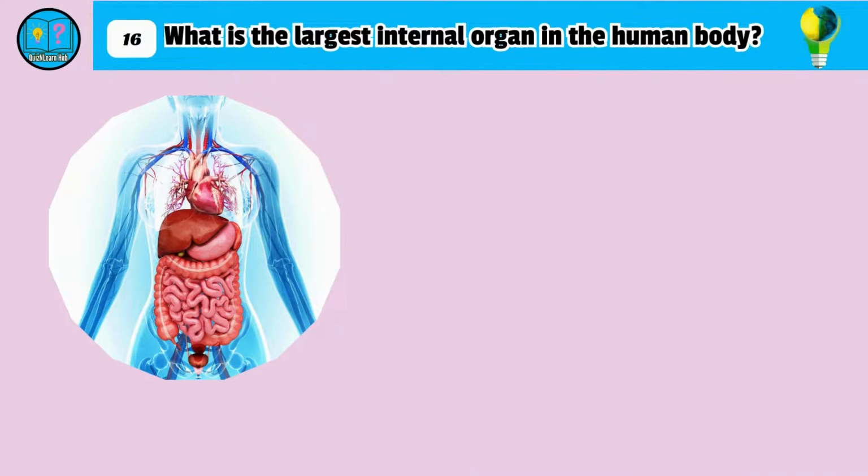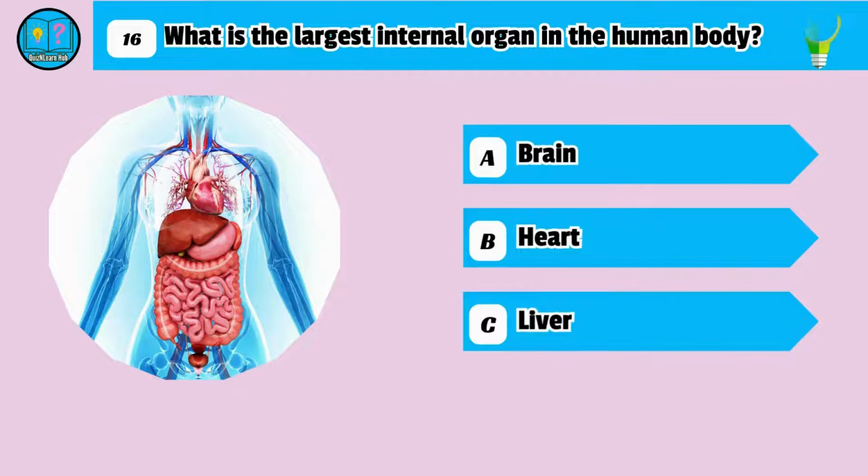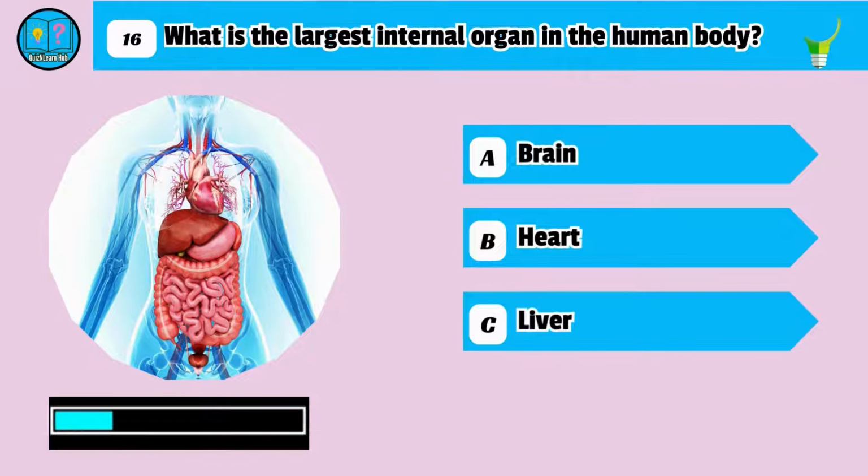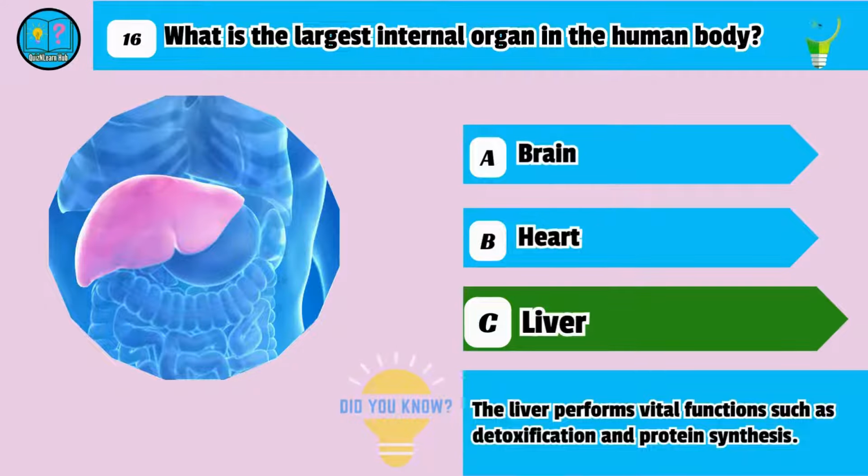16. What is the largest internal organ in the human body? Brain, heart, liver. Liver. The liver performs vital functions such as detoxification and protein synthesis.